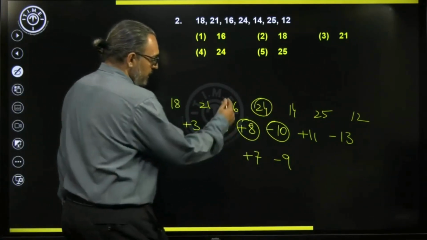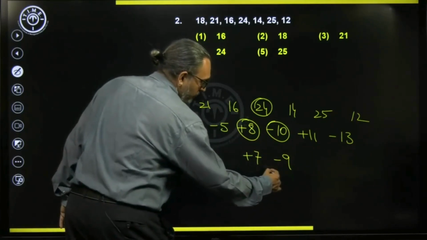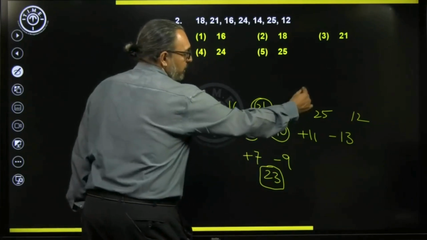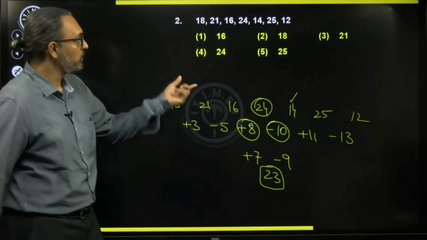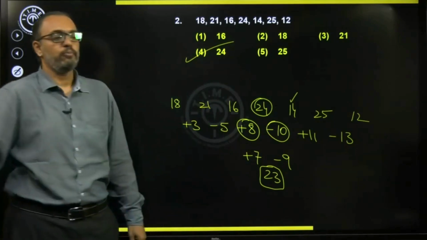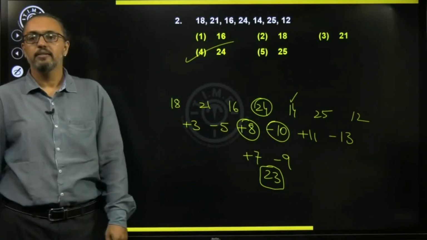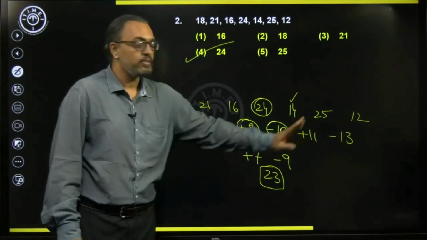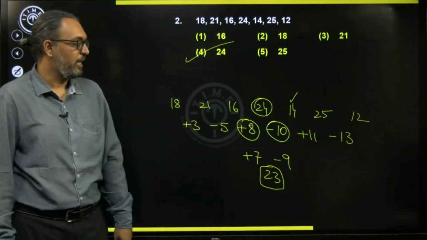So that means 16 plus 7, you get 23. And 23 minus 9, you get 14. So the wrong number here we have is 24. Choice 4 is the answer. Okay. So odd numbers with plus and minus is happening.